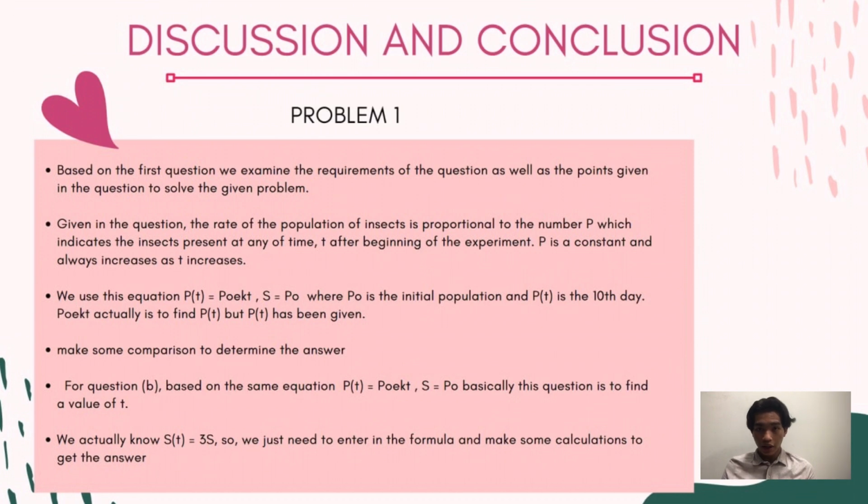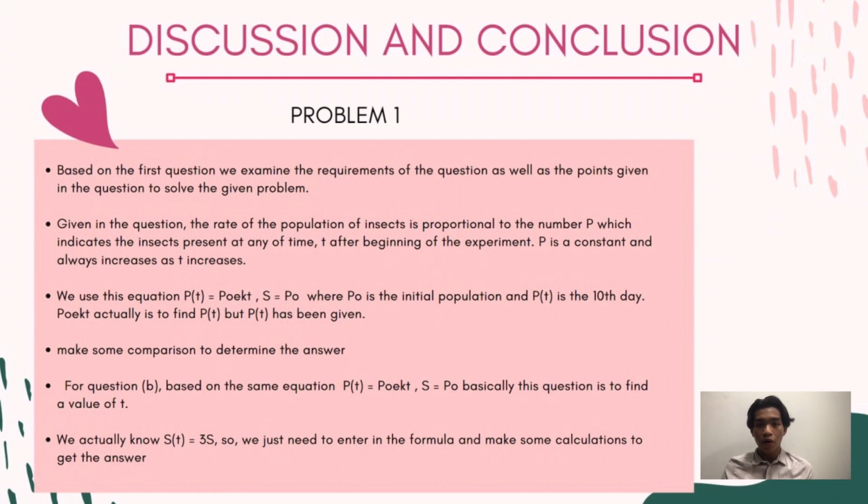Given in the question, the rate of the population of insects is proportional to the number P, which indicates the insects present at any time, t. After the beginning of the experiment, P is a constant and always increases as t increases. We use this equation stated in the slide. P0 is the initial population and P(t) is at the 10th day.